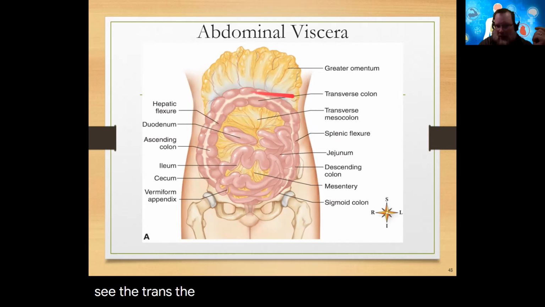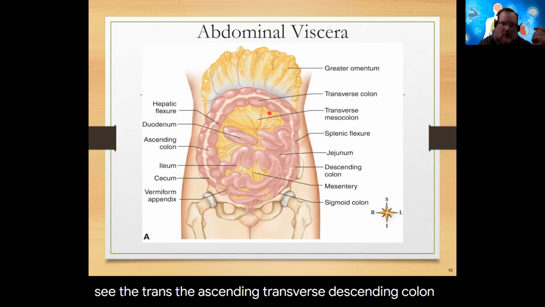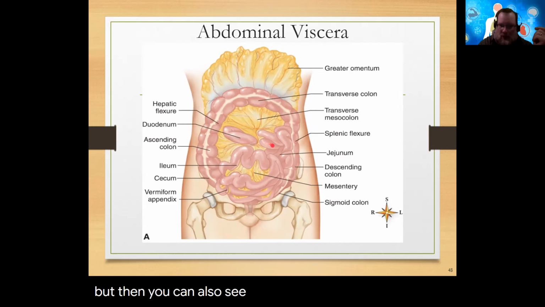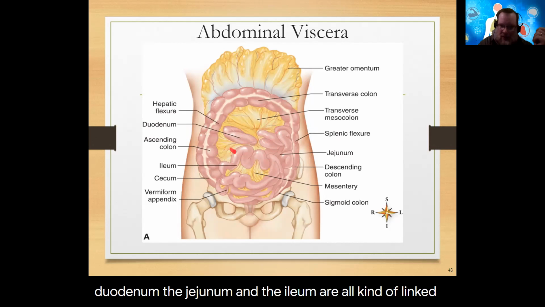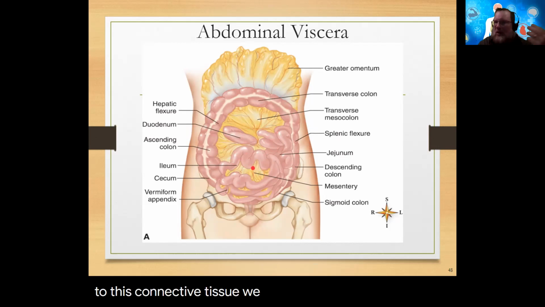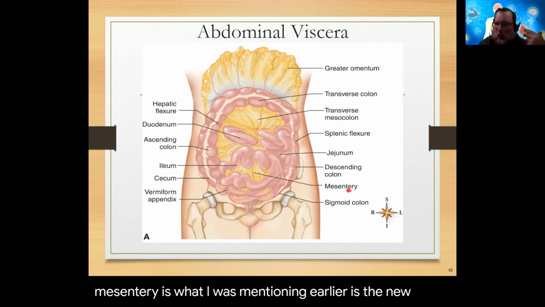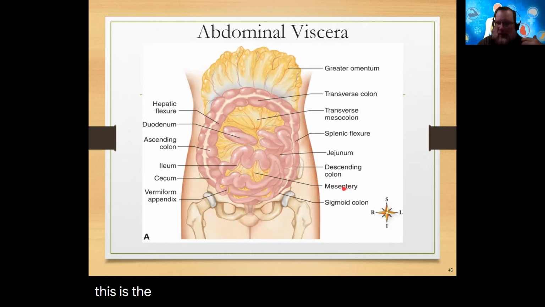And that's where you can see the ascending, transverse, and descending colons. But then you can also see where the small intestines, the duodenum, the jejunum, and the ileum are all linked to this connective tissue we call mesentery. So this mesentery is what I was mentioning earlier, the new organ. This is the organ that has just been given that classification recently.